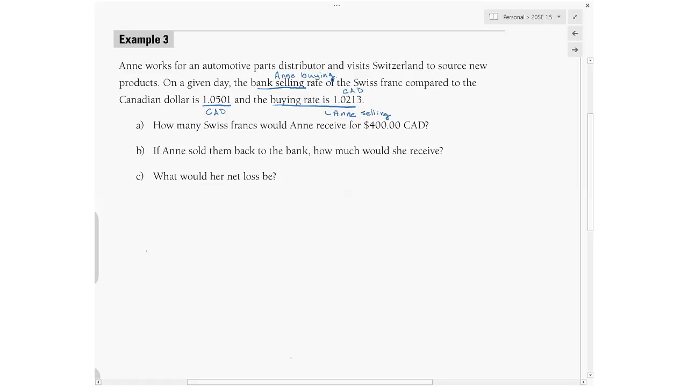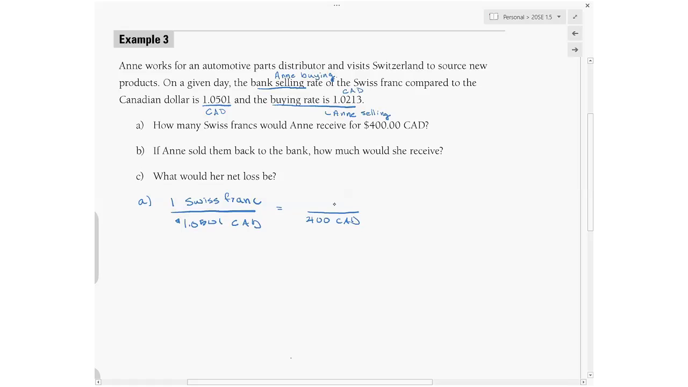So we have Anne going to the bank. We want to know how many Swiss francs she would get for $400 Canadian. So we know that 1 Swiss franc is worth 1.0501 Canadian. And why did I use that rate? Well, Anne is buying. She's going in there looking for francs, so the bank is selling them to her. She's wanting to buy francs, 400 Canadian dollars worth of francs.